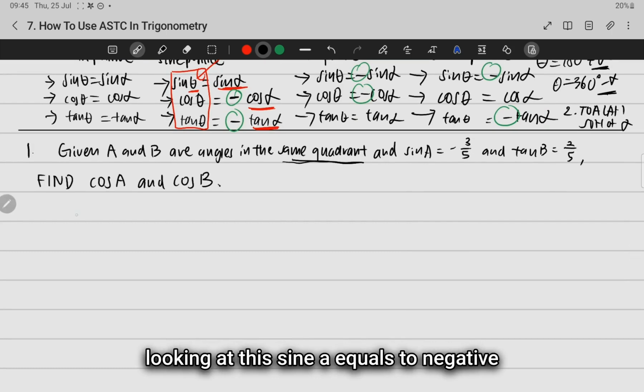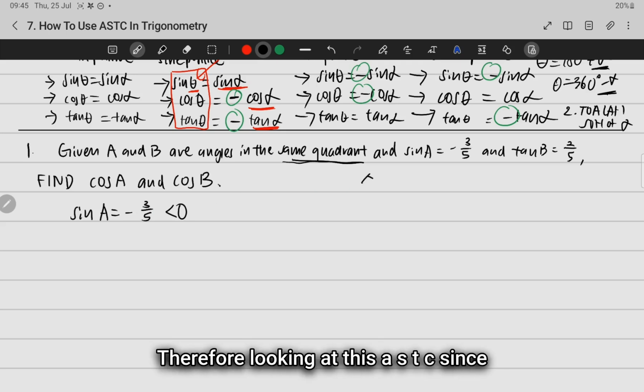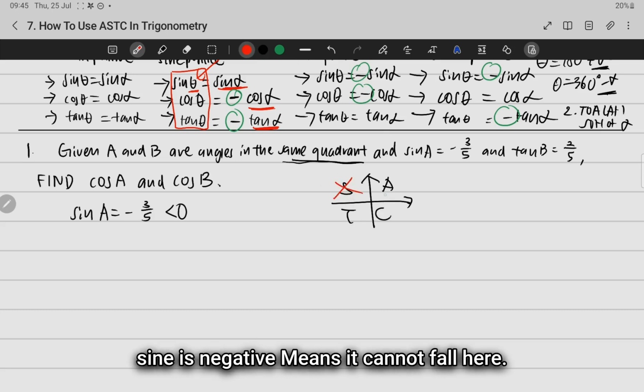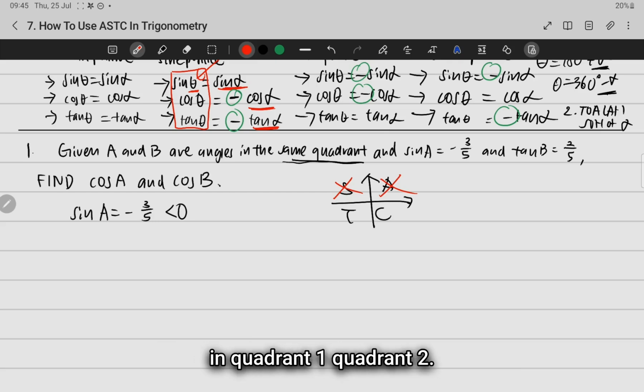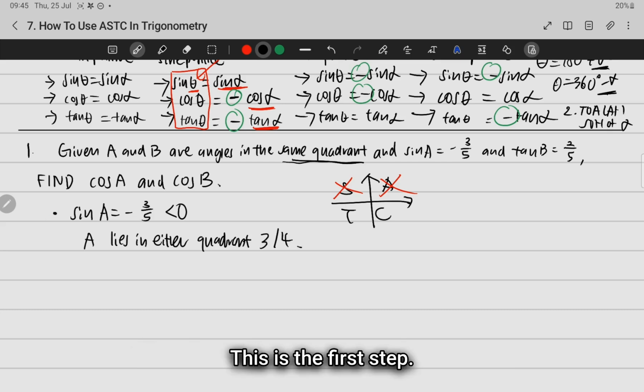So looking at this, sine A equals negative 3 over 5, which is negative, right? Therefore, looking at ASTC, since sine is negative, it cannot fall here, it cannot fall here, because in quadrant 1 and quadrant 2, it's positive. Therefore, A lies in either quadrant 3 or 4. This is the first step.